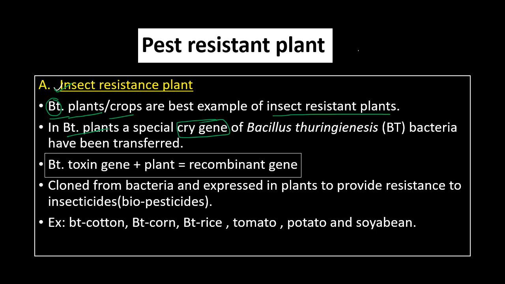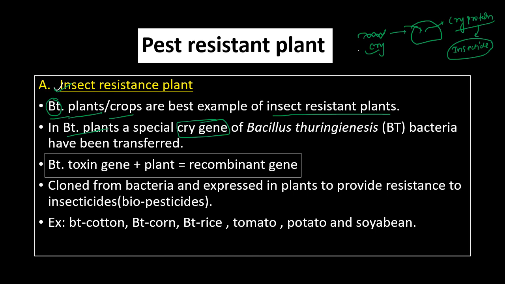This cry gene is then inserted into the plant cell, and then it produces cry proteins. These cry proteins act as insecticides, pesticides. How they act and how these genes are inserted, I will discuss.